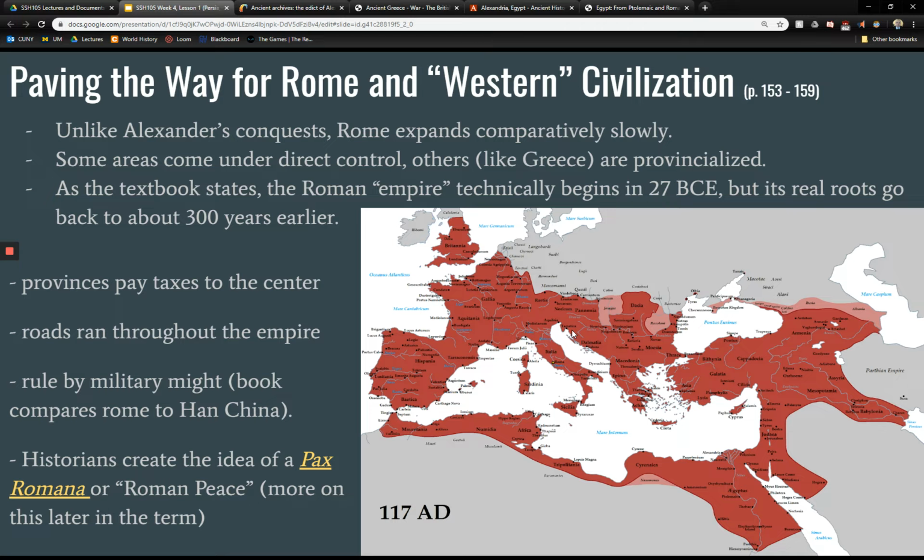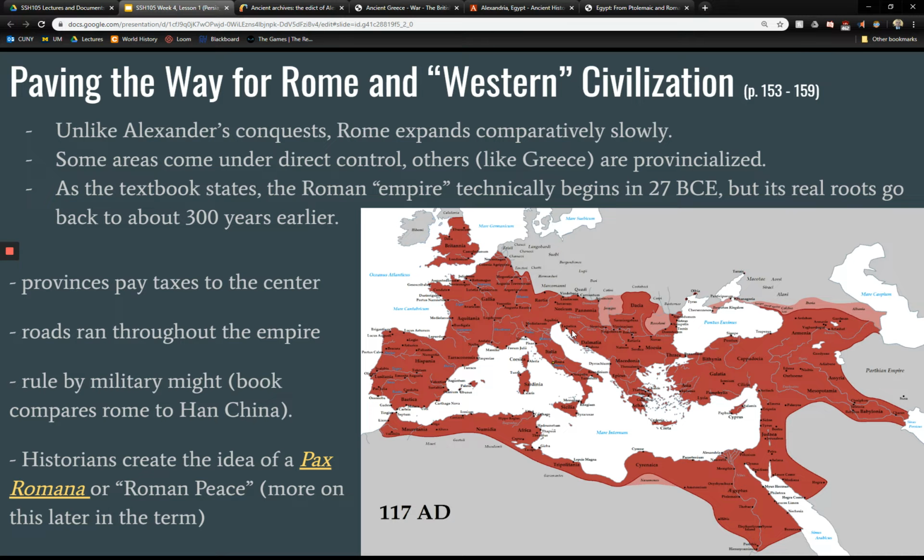And you can see that through things like coinage. Roman coins are used long after Rome has receded from this large-scale empirical map we see here. Things like Roman coins are still in use because the power of Roman culture remains, even after Rome recedes.